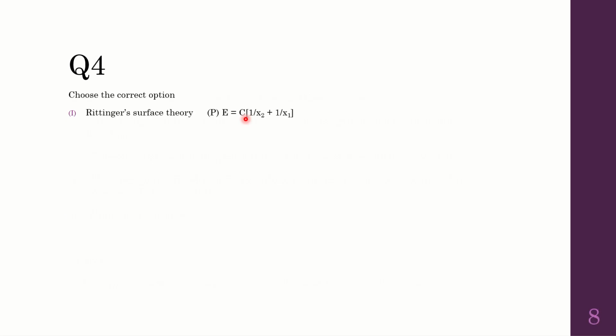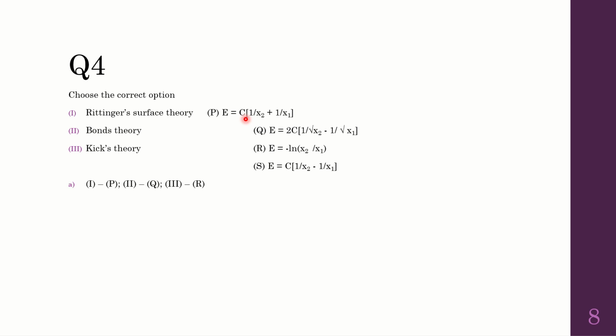In question 4 it is asked to choose the correct option. Option P, Rittinger's theory: E is equal to C into 1 by x2 plus 1 by x1. Option Q, Bond's theory: E is equal to 2 times C into 1 by square root of x2 minus 1 by square root of x1. Option R, Kick's theory: E is equal to minus ln of x2 by x1. Option S: E is equal to C into 1 by x2 minus 1 by x1. Option A: 1 is P, 2 is Q, 3 is R. Option B: 1 is S, 2 is R, 3 is Q. Option C: 1 is Q, 2 is S, 3 is R. Option D: 1 is S, 2 is Q, 3 is R. So match it and then we'll discuss the answer after a minute.